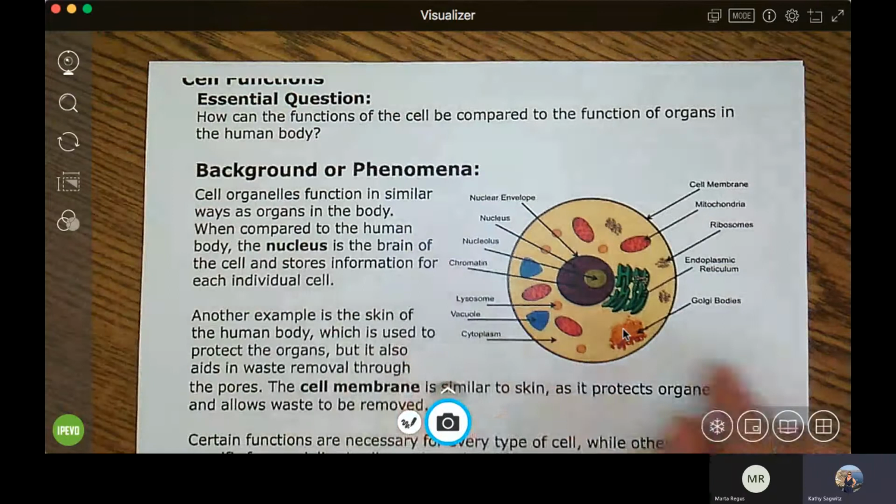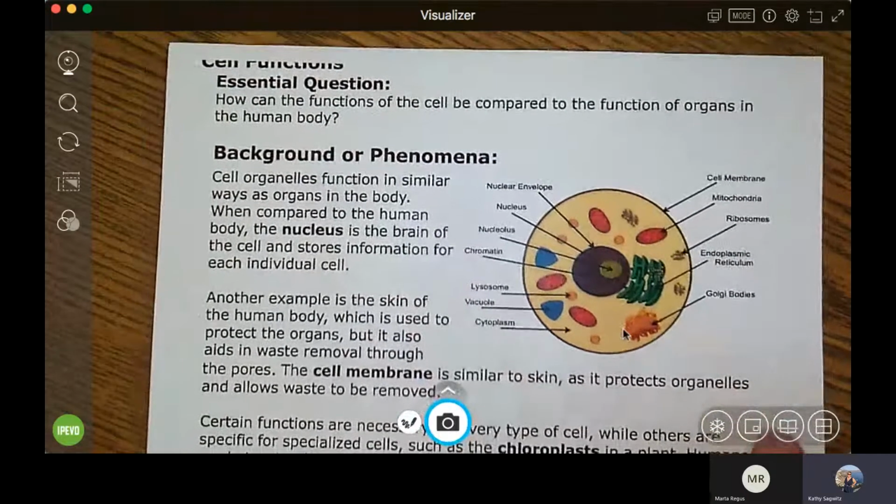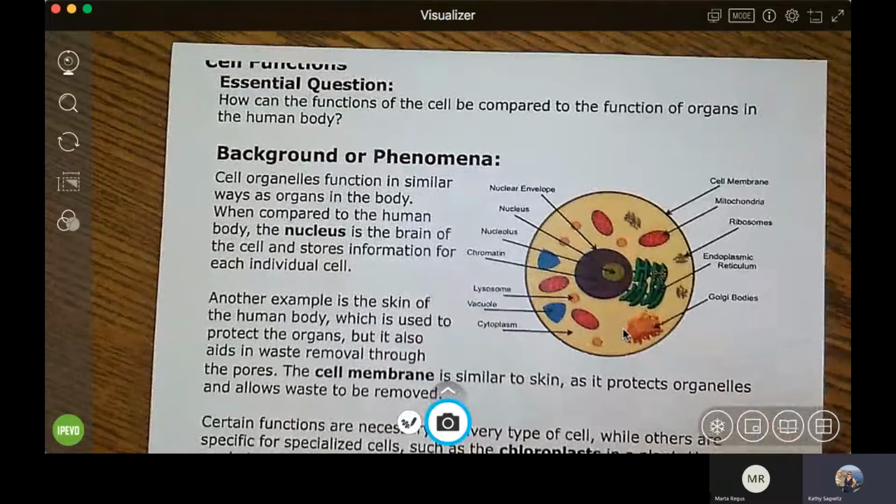So this is just a brief background and review of what we've talked about with the cells and the cell organelles. Cell organelles function in similar ways as organs in the body. When compared to the human body, the nucleus is the brain of the cell and stores information for each individual cell. Another example is the skin of the human body, which is used to protect the organs, but it also aids in waste removal through the pores. The cell membrane is similar to the skin, as it protects organelles and allows waste to be removed.